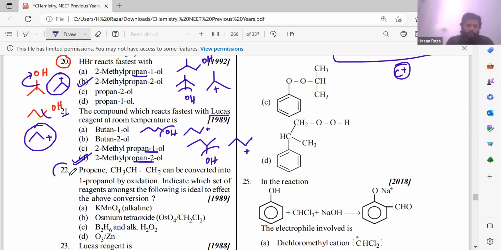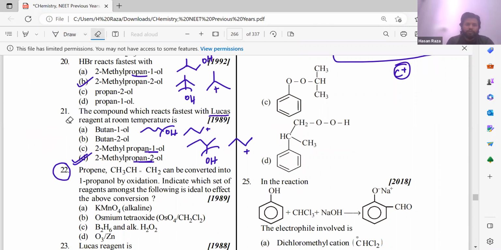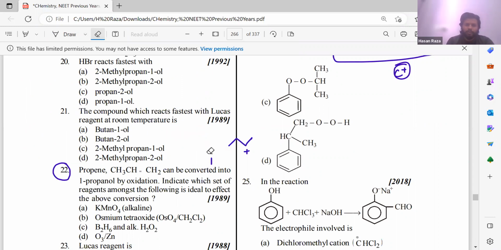Question number 22, which is also the preparation of alcohol. If you remember or if you know the concept, please do the question.